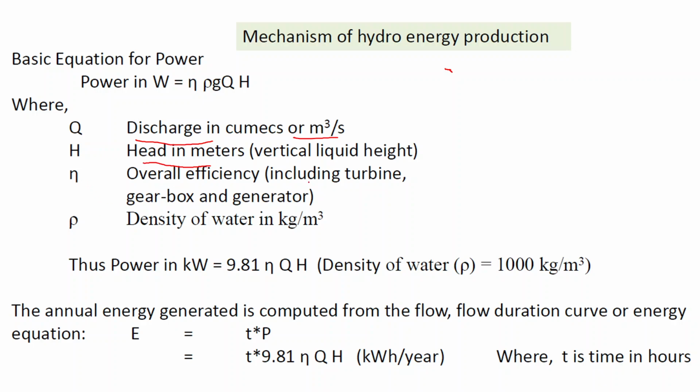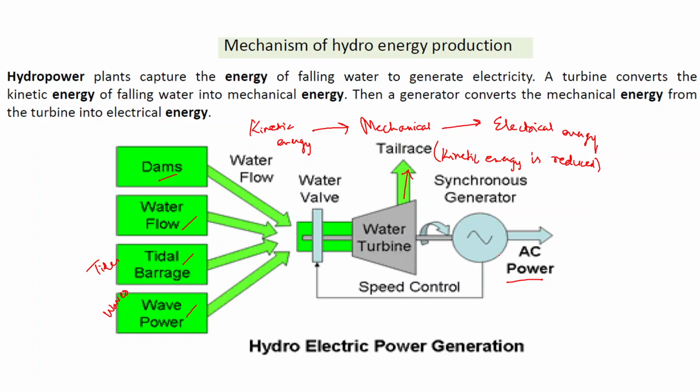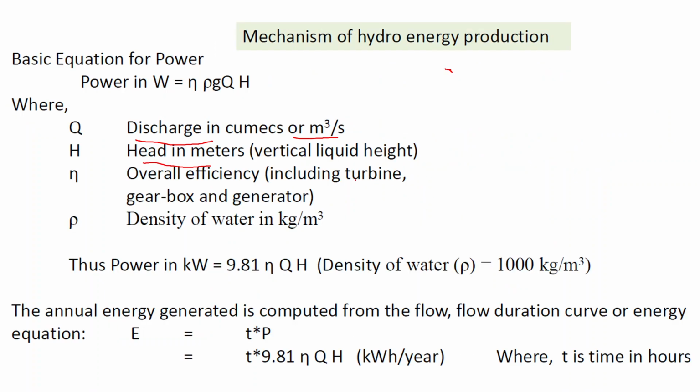Then the overall efficiency, which involves the efficiency of the different machinery involved. As we have seen, the turbine, generator, gearbox, and all the other mechanical machinery are involved, so the overall efficiency depends on the individual efficiency of all these parts. Then the density of water, because we are talking about the flow of water. So power is given by efficiency times density of water times gravitational acceleration times discharge times head.